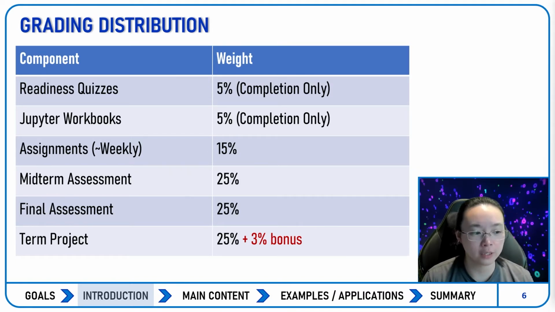Finally, we have the term project. I created the term project because I thought it was very, very useful for your future as scientists. So it's 25% of your grade, and there's a 3% bonus as well. I'm going to go through that in a later slide. But the term project will test your knowledge of this entire course and have you apply that knowledge to a specific field of physics of your choice.